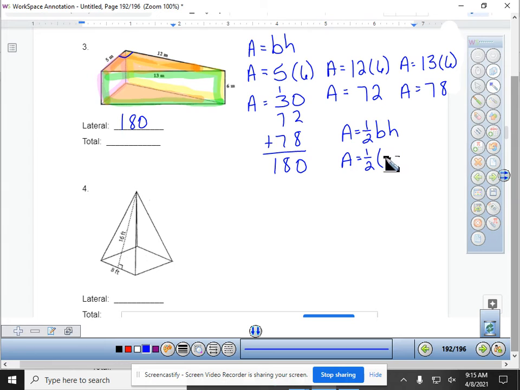12. What is the height? The orange triangle. 5. What is half of 12? 6. And 6 times 5? 30. There's how many? There's 2. So what is that? 60. How do we find the total? Add it to 180. This ain't that hard, miss. 240.